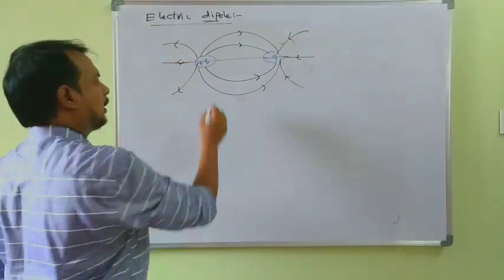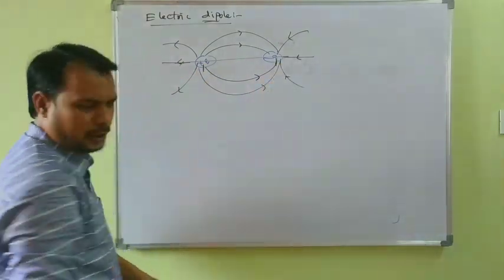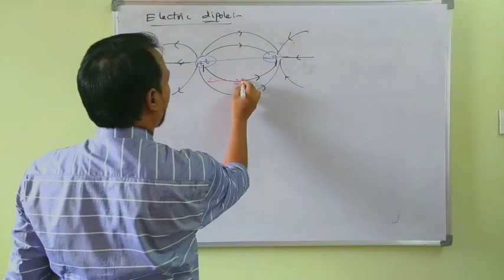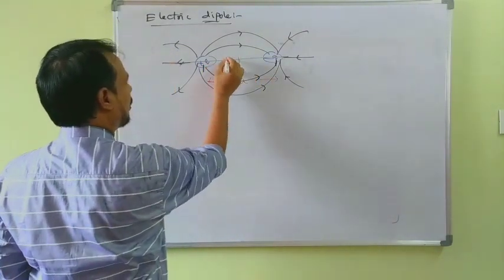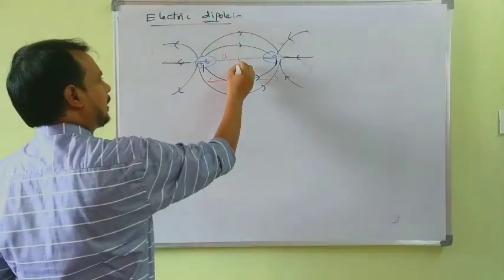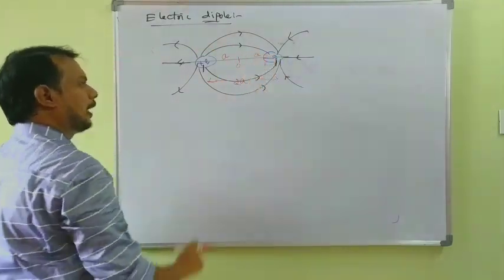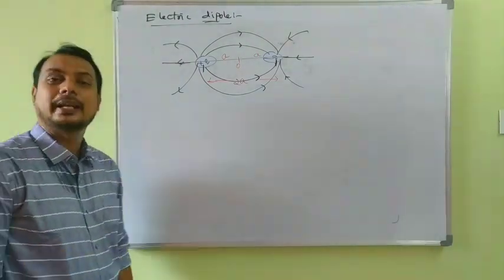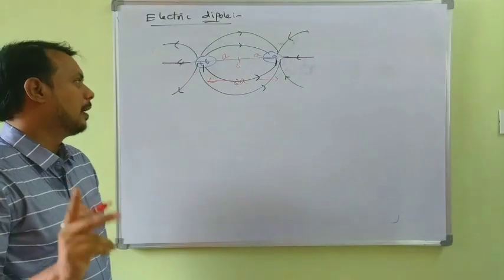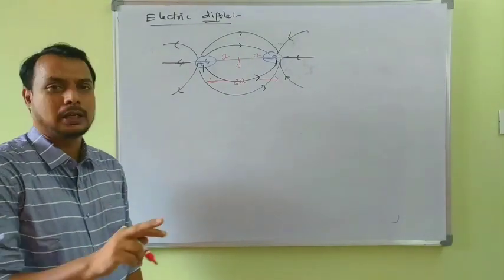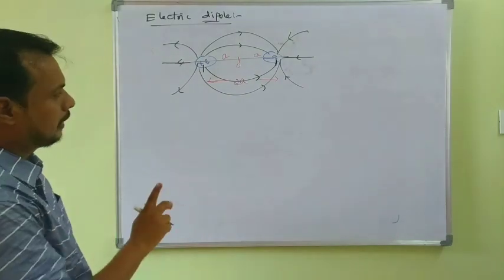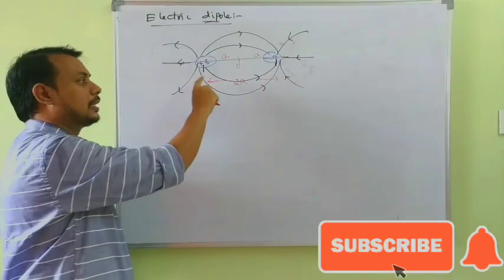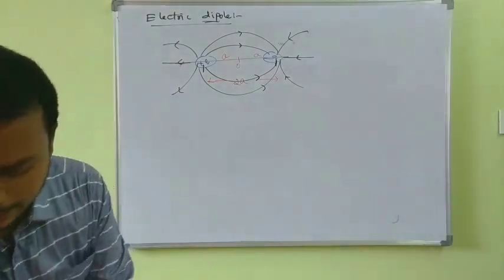For an electric dipole, the distance between the positive and negative charges is indicated as 2a. From the center to the positive charge it is a, and from the center to the other charge it is a, so the total distance is 2a. It is analogous to a magnetic dipole, or simply a bar magnet. A bar magnet has two equal poles, north and south, separated by 2l distance. Same here, an electric dipole has equal and opposite charges separated by a distance of 2a.